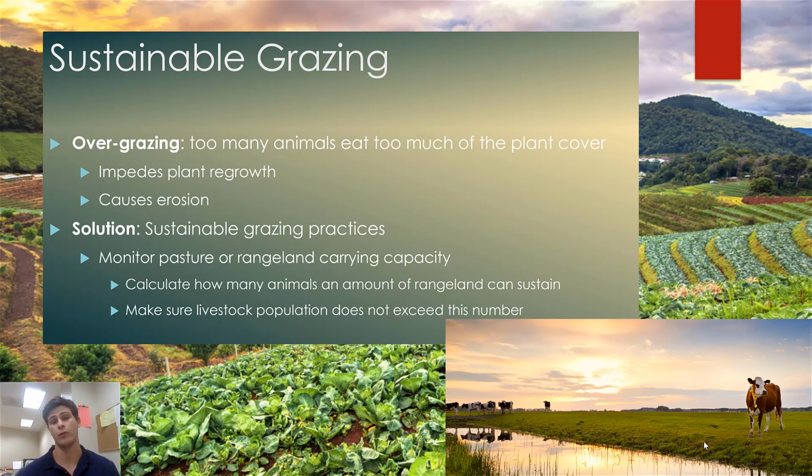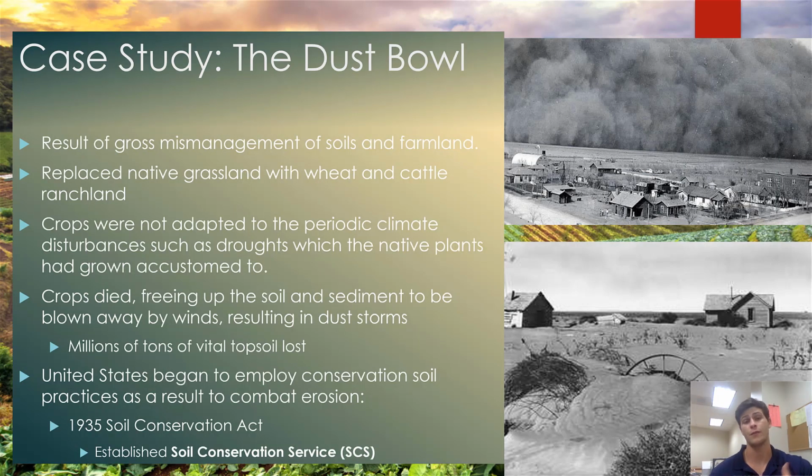And so the solution to overgrazing is simply using sustainable grazing practices. This is going to be monitoring the pasture or the rangeland that we are having our livestock graze on, and monitoring what the carrying capacity is of that rangeland. Basically knowing the number of cattle or livestock that rangeland can sustain over time, and making sure that we don't put too many animals on that cropland or rangeland so that we can keep that system nice and healthy. In addition, we can also cycle the livestock population around from rangeland to rangeland so that any one area isn't depleted too rapidly.